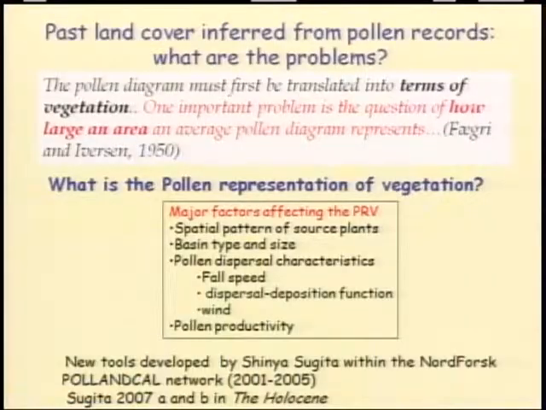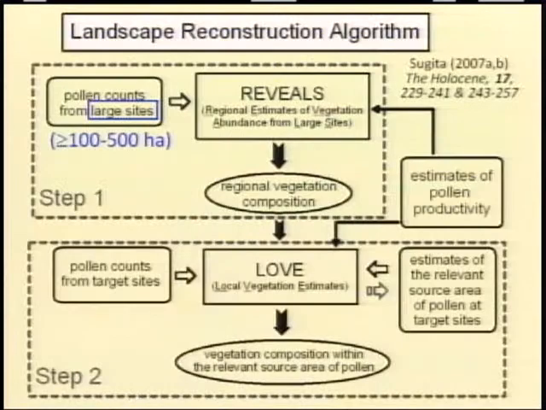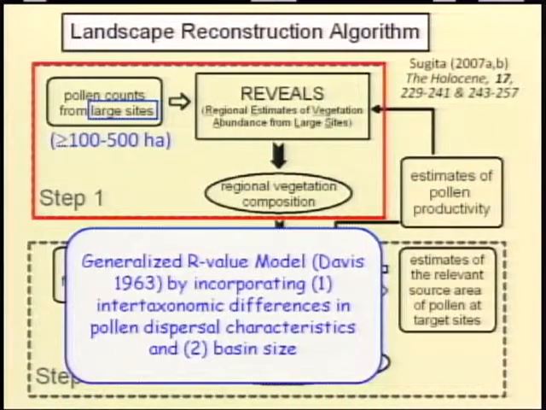There are a lot of factors involved in this, and new tools were developed by Shinya Sugita within the Nordic Pollen Network, in which these factors are taken into account. It is called the Landscape Reconstruction Algorithm. It's published in The Holocene, 2007. And it includes two models, of which I will talk only of the REVEALS model that allows to reconstruct from pollen counts regional vegetation composition.